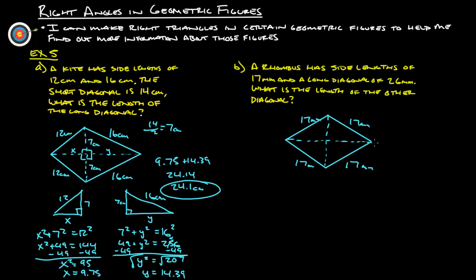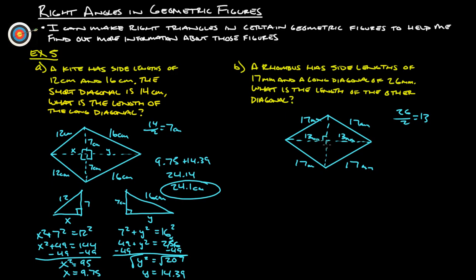In both the square and the rhombus, the diagonals also bisect each other. So if this long diagonal is 26, divided by 2 gives us that each piece of this long diagonal is 13 millimeters as well.